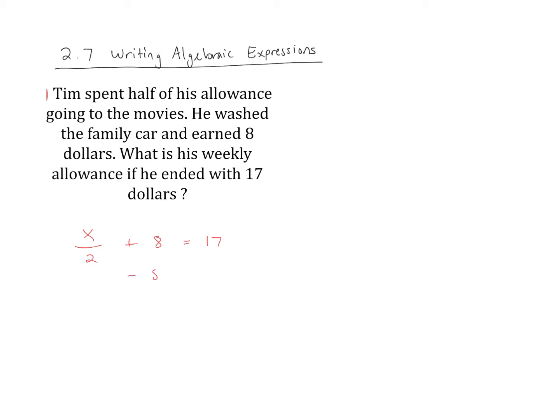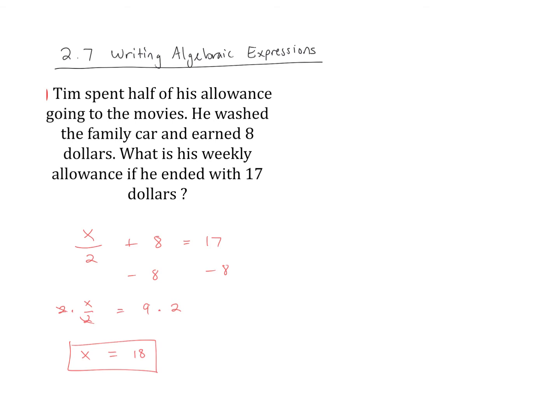So through this, we can now figure out what his allowance was. We do the inverse operation to get the 8 out of there. And now the inverse operation here is X divided by 2. This is division right now, so the inverse of this will be multiplication. To get the denominator out of there, we multiply both sides by my denominator. And 2 divided by 2 is 1, which just leaves X by itself. So his allowance was $18.